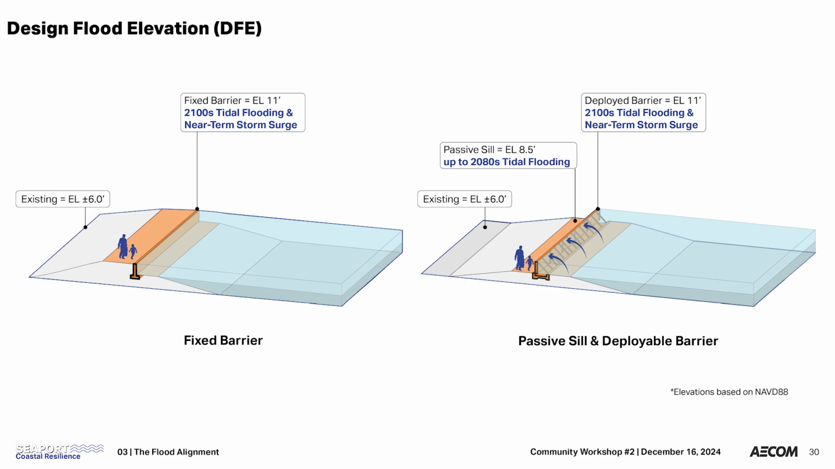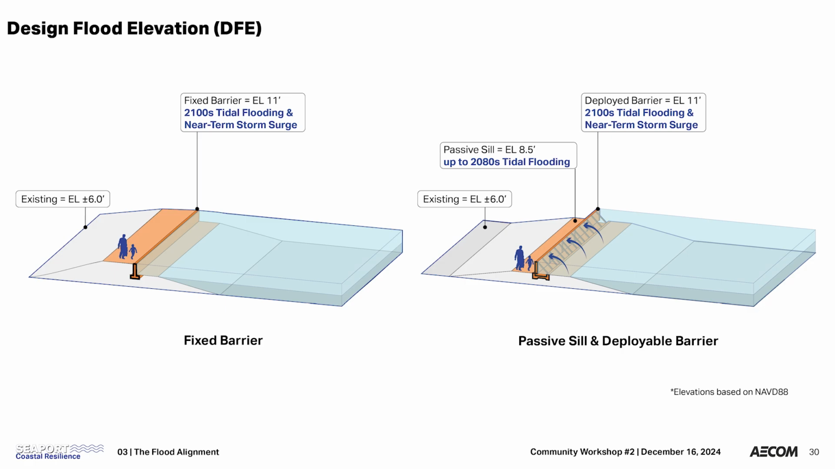And there's also the passive sill elevation, which is kind of an interesting concept, which means that we're going from elevation 6 to elevation 8.5 as a passive treatment, meaning that elevation is actually going to help protect us from tidal flooding to the years 2080s, which we're covered. You know what that means, guys?